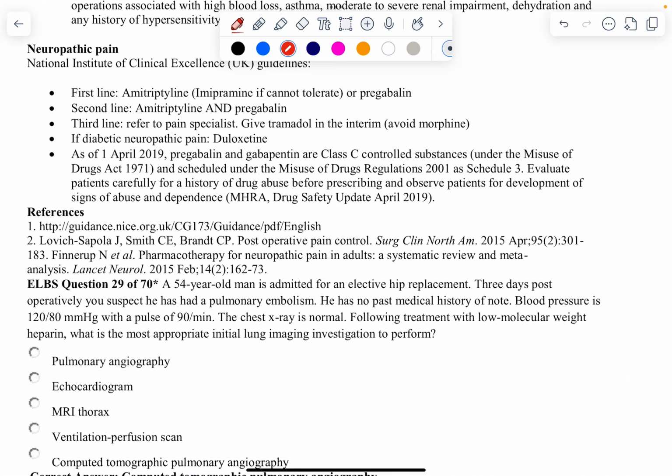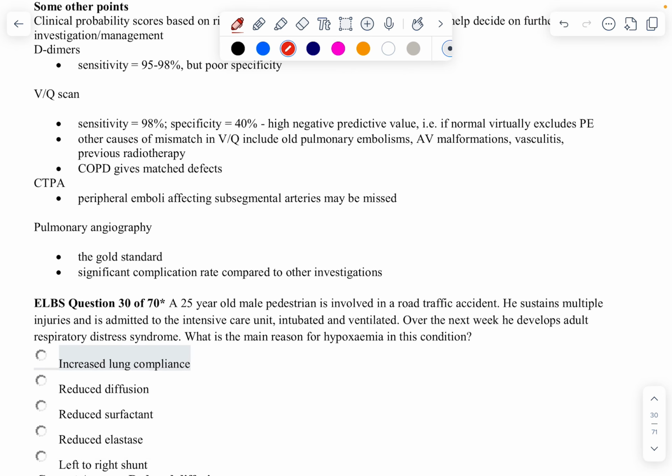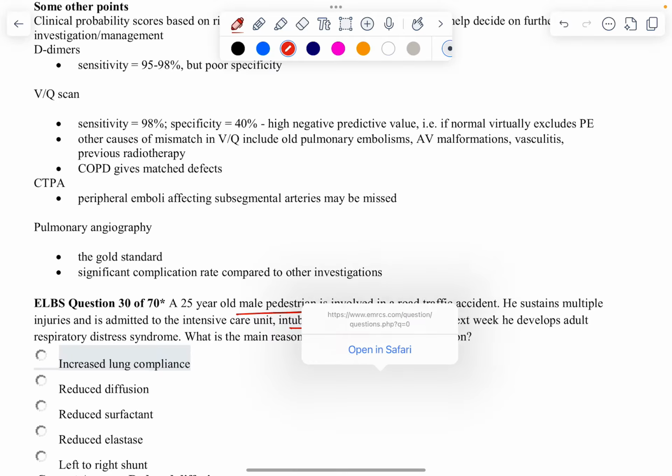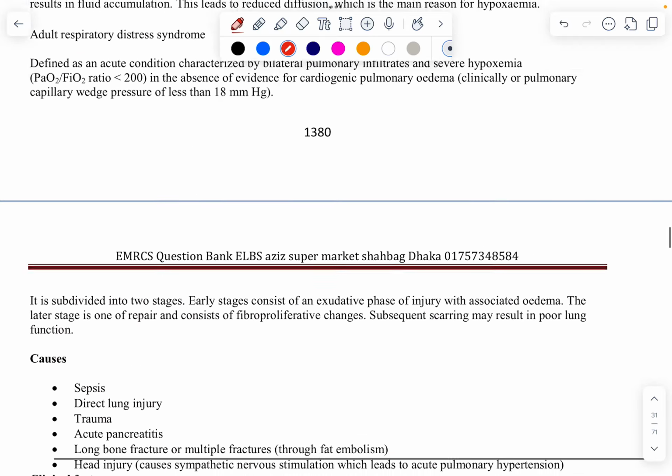A 54-year-old man admitted for elective surgery, 3 days post-operative, suspected pulmonary embolism. Blood pressure is okay. What is the definitive investigation? CT pulmonary angiogram. A 25-year-old male pedestrian in a road traffic accident with multiple injuries, intubated and ventilated. Next, he develops ARDS. What is the main reason for hypoxemia? Increased lung compression, diffusion is decreased. That's why he develops hypoxemia.